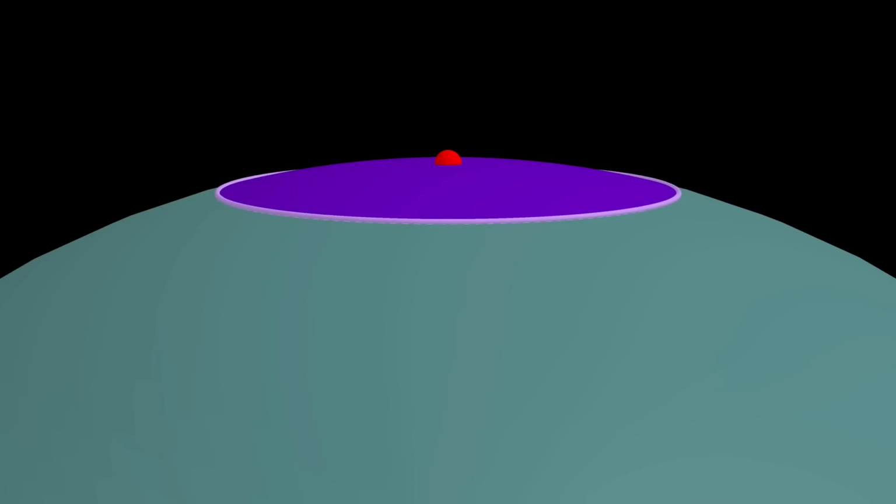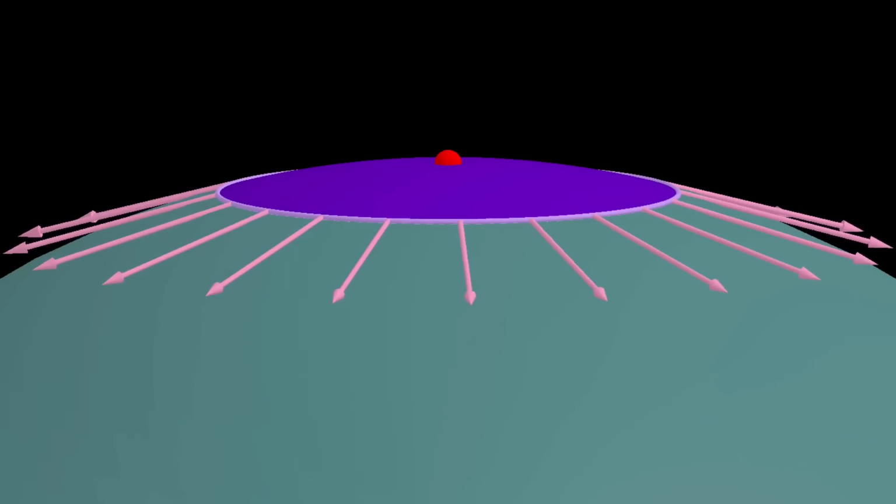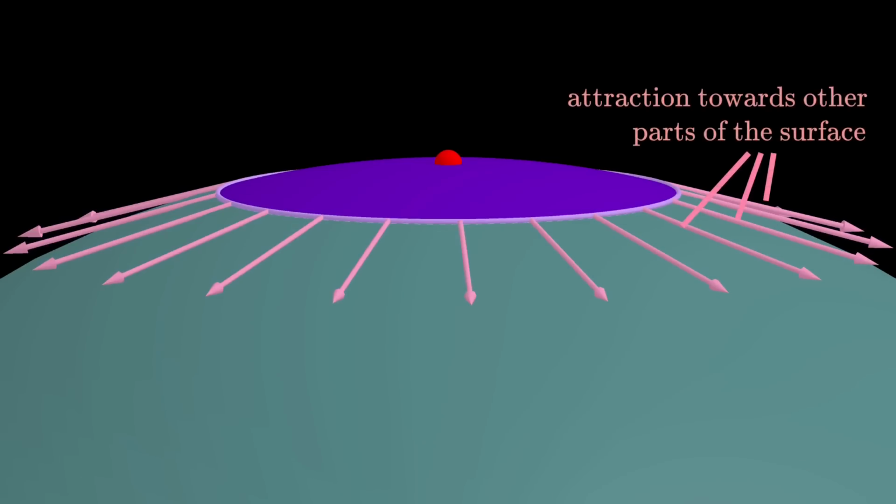Let's say this is the current configuration of the soap film, and we want to figure out how a particular point evolves. To do that, we consider the forces acting on an infinitesimally small piece of the surface close to the point. Generally, surface tension will try to pull this piece of surface outwards. This comes from attractive forces pulling the piece towards other parts of the surface.